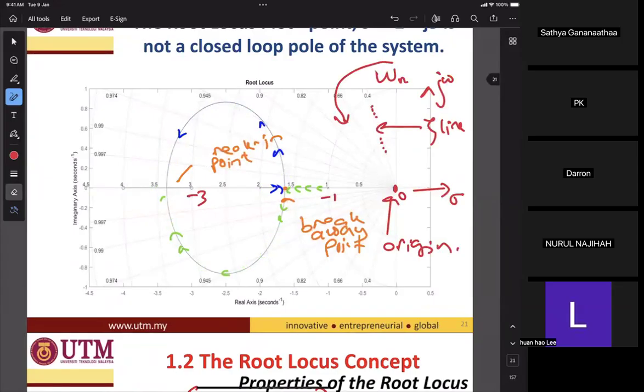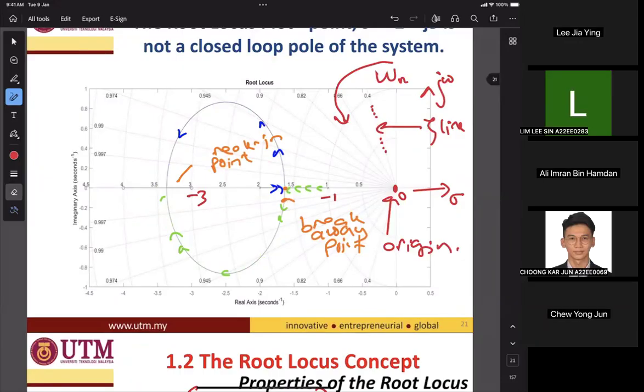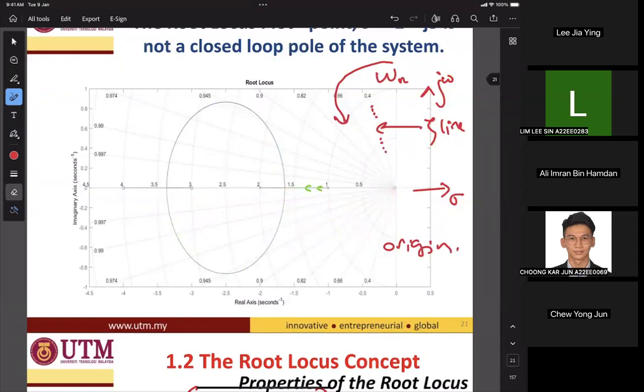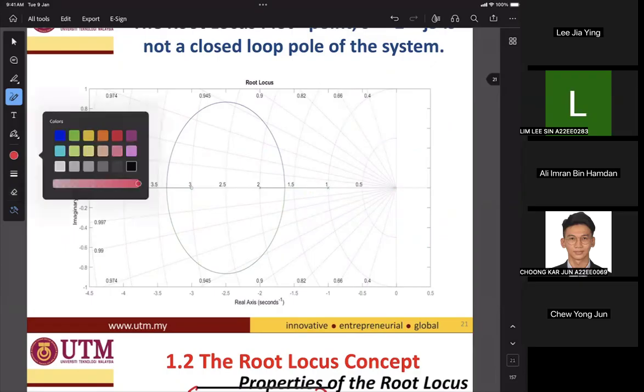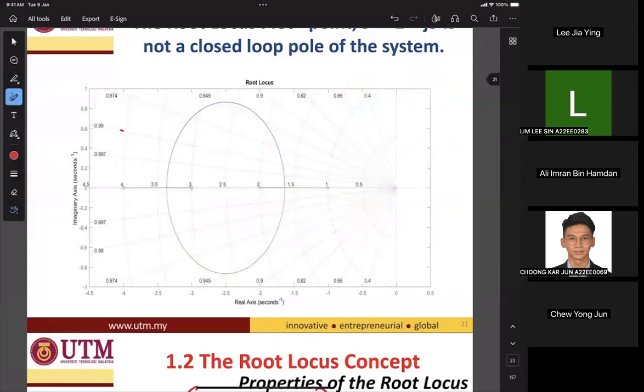Juan, Pauli. Yes, doctor. What is the difference between break-in and breakaway point? From my opinion, the breakaway point is where multiple poles diverge and move apart when K increases, and the break-in point is where they merge together when K increases. Right?